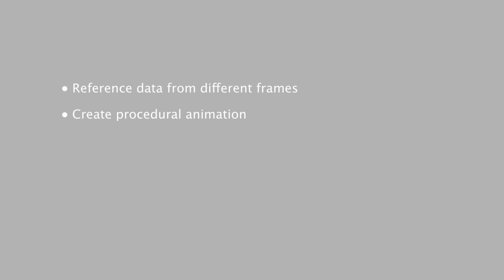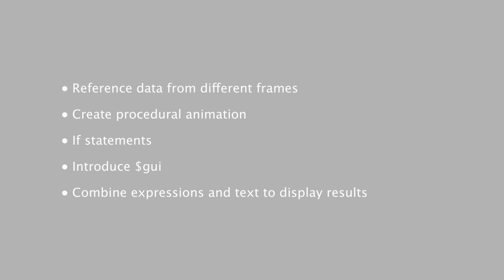In part 2 of this introduction to expressions, I will show you how we can not only reference data from different nodes, but how we can reference it from different points in time as well. I'll also show you how we can use time as a variable to create automatic animations. Then we will look at if statements, which will allow us to change the results of our expressions depending on the conditions that we set. And we will combine these if statements with the $GUI variable to work faster with heavier nodes. And we will look at combining expressions with the text node, which will help us display what is happening in our script.